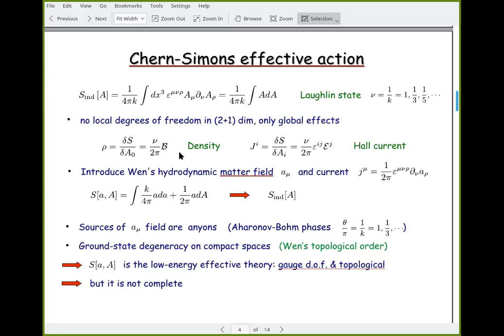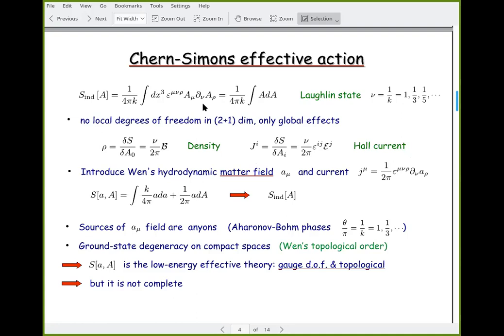So the relation between magnetic field and density is what you expect in the system, and nu is called the filling fraction. So a filled Landau level is one, and one third means you fill on average one state out of three. And also you see that the current is given by the electric field, and it is orthogonal. So this is the expression of the Hall current, and this nu divided by two pi is the Hall conductivity.